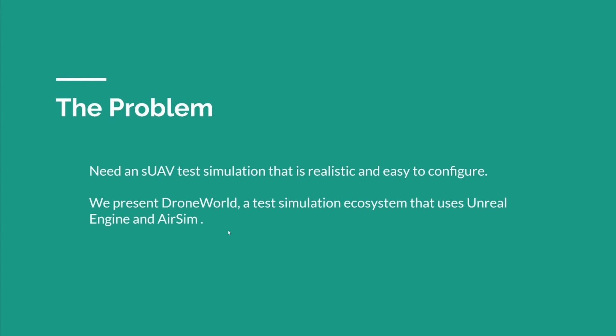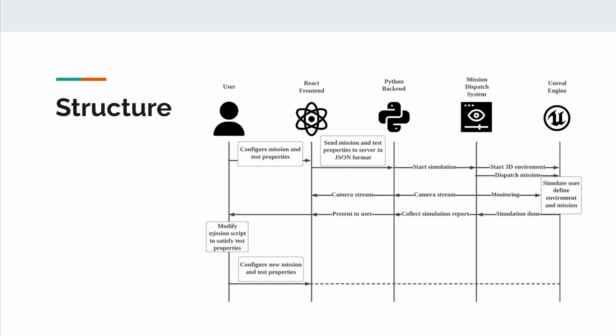And to solve this problem, we present Drone World, a test simulation ecosystem that uses Unreal Engine and AirSim. And here is the structure of the entire workflow. So first, a user will have a set of simulation needs, and then he will use the React frontend to configure a mission and test property. Then the frontend will send that configuration as a JSON to the Python backend, and then the backend will let the mission dispatch system, which uses the AirSim API to run the simulation, generate a mission and test property monitor, and then use that to start the Unreal Engine simulation.